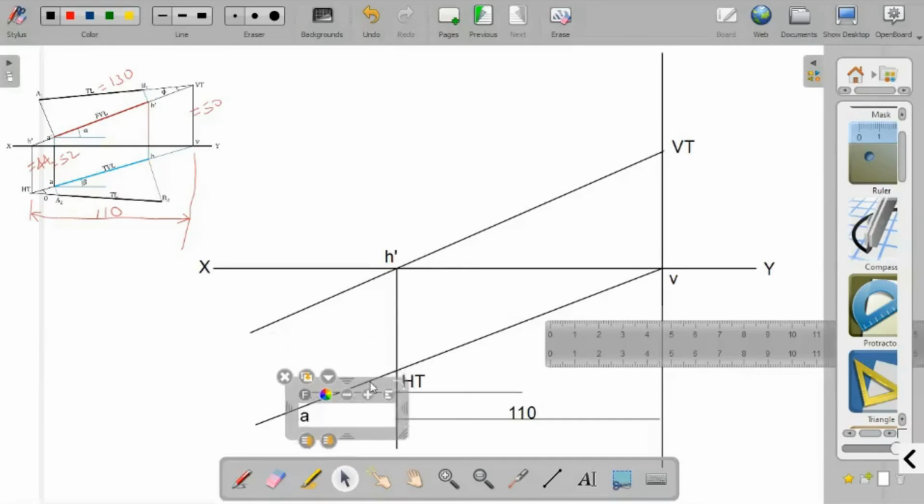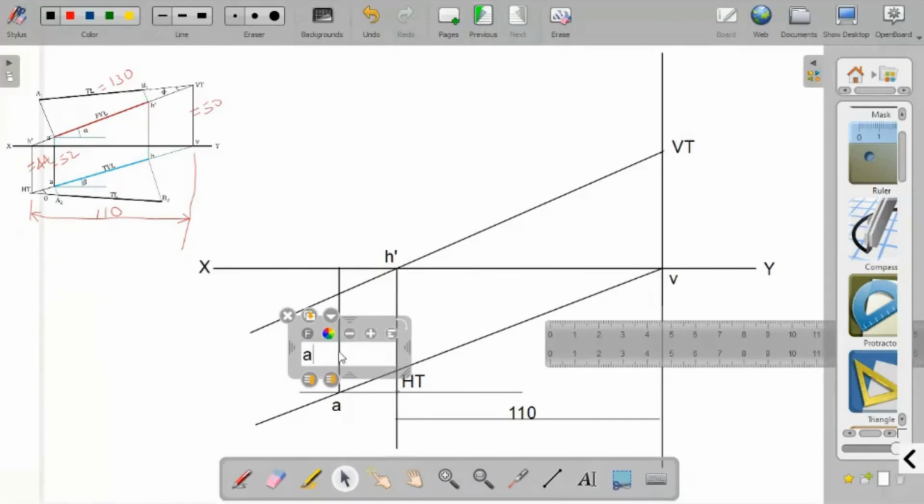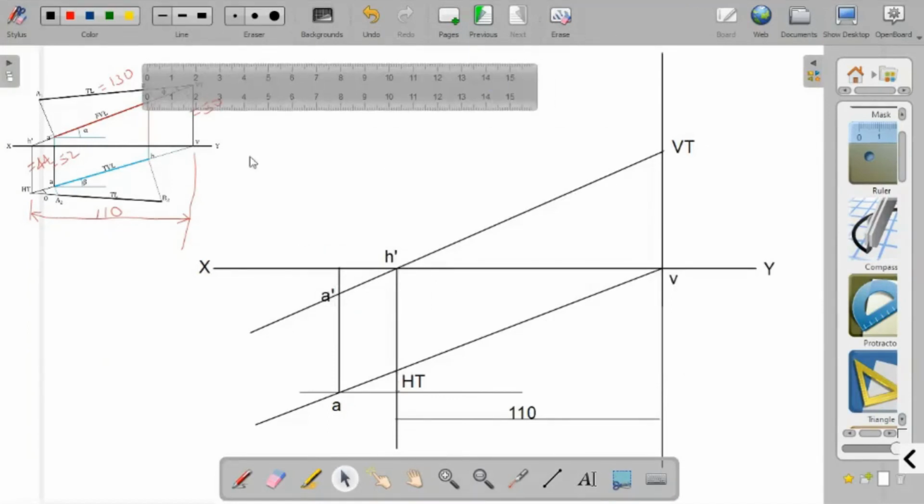A is here. Now if I draw a perpendicular line from here, here is point A dash. That much is done. Now what I need to do is draw a line which is perpendicular to this AV.